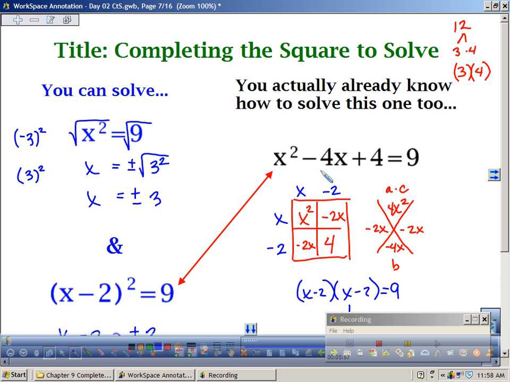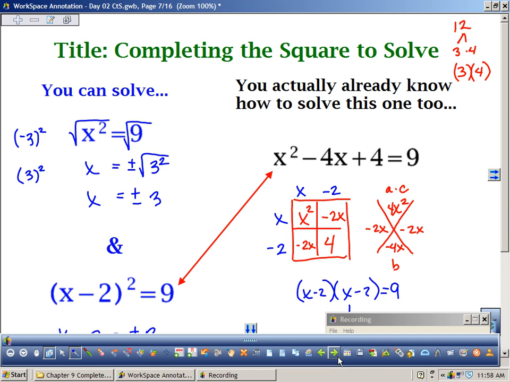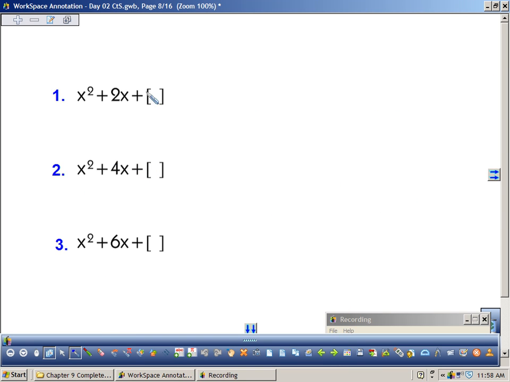And when I show you how to do it the long way, you're going to say, why do we have to do it that way? The way that you did it is so much easier. Okay. Let's look at this first problem right here. Again, nobody needs to be writing.